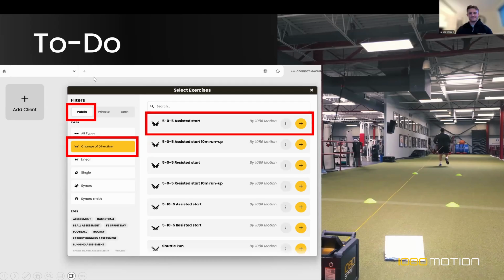When you're on the tablet, the control app, as we call it, you create a new session, hit the plus for an exercise, go to public, go to COD, and it's the first one at the top. Make sure you're always using that one every single time so you can historically pull data. You don't have to mess with any settings. We'll get into that next time, but it's already laid out for you.